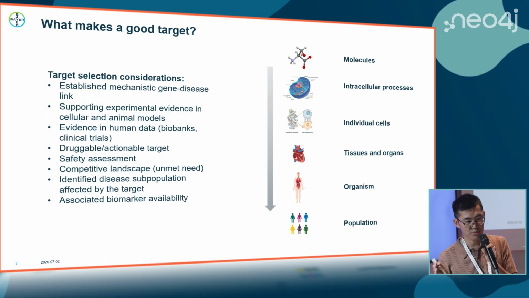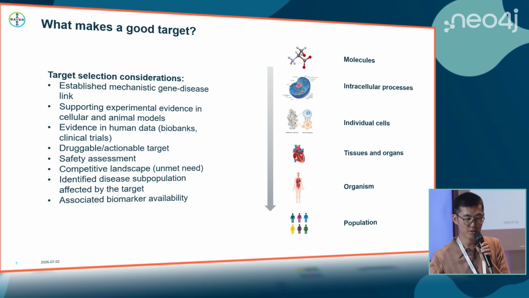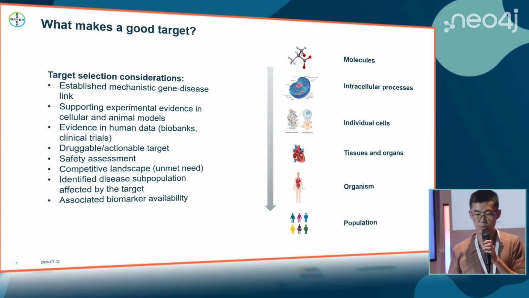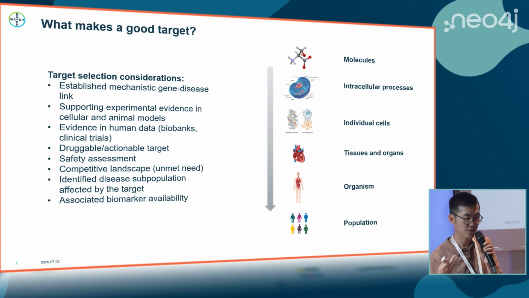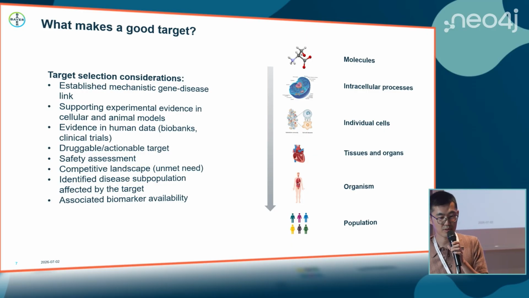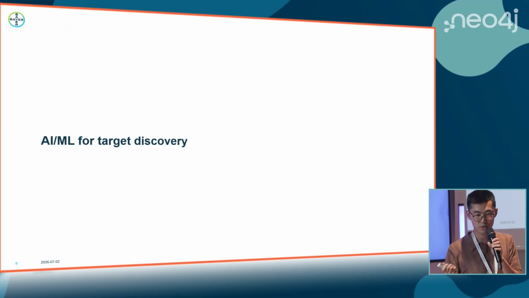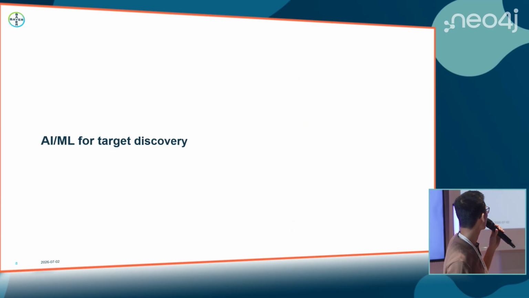Just a brief list of considerations of what makes a good target. So you really need to consider from molecular evidence and all the way to human data. You need to establish a mechanistic gene-disease link. You need to have supporting experimental evidence in cellular and animal models, potentially also evidence in human data if there is, and consider druggability and so on. I'm sure most of you know this already. That's why let's move on.